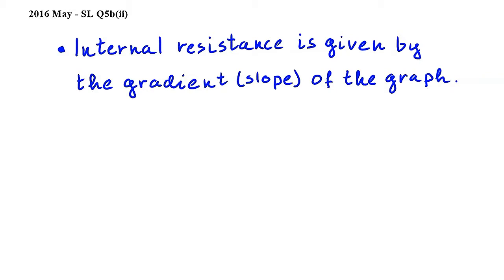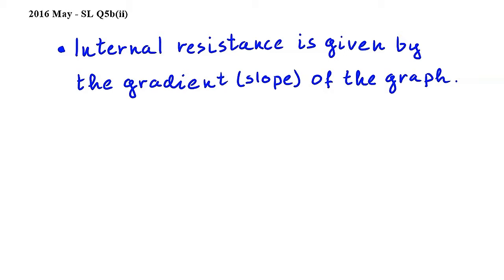In this question, we have to find the internal resistance of the cell. The key concept to remember here is that on such a graph, internal resistance of the cell is given by the gradient, or the slope, of the graph. I will not go into the details of the reasons for this here, but I will show the calculations to find the internal resistance. In order to find the gradient of the line, we can choose any two points.